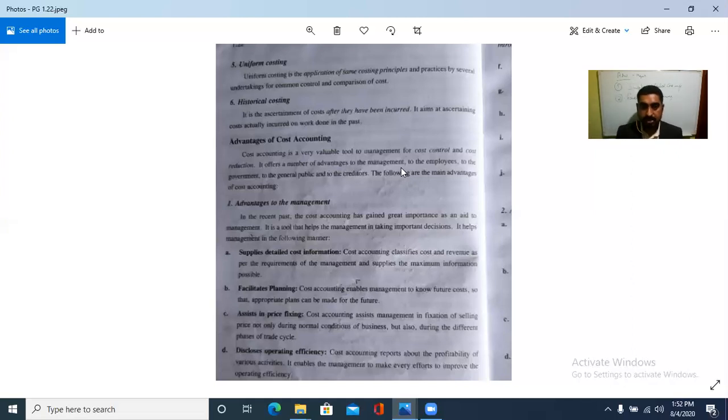That is the next point. So facilitates planning. Third, assists in price fixing.